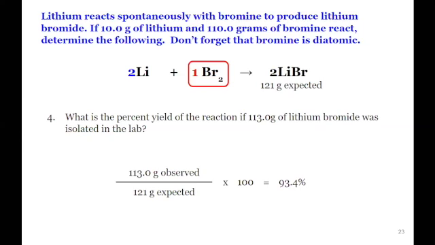Mr. Wing, if that is the percent yield, what would be the percent error? To find the percent error, you're just going to take 100 minus 93.4 because they're the opposite of each other. That's right. So about 6.6% error, is that right? Yep. So just know if you had 100% yield, that would have been perfect, and that's what we've got.